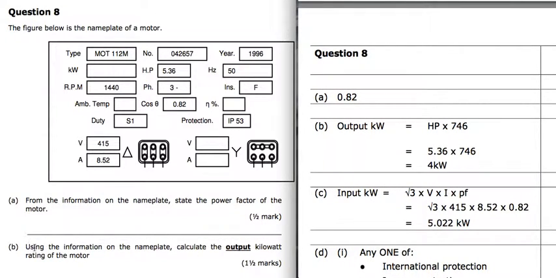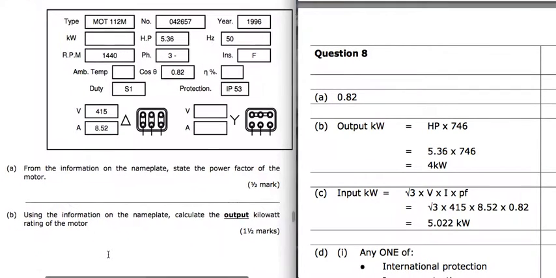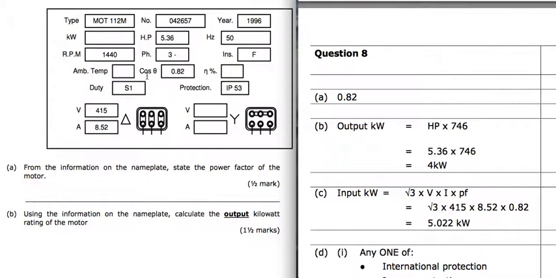The output kilowatt rating of the motor. Now the output is the mechanical output of the motor, and you'll find that in there, HP, horsepower. So it's 5.36 horsepower. Now 1 horsepower is 746 watts, and so 5.36 times 746 gives us 4 kilowatts.